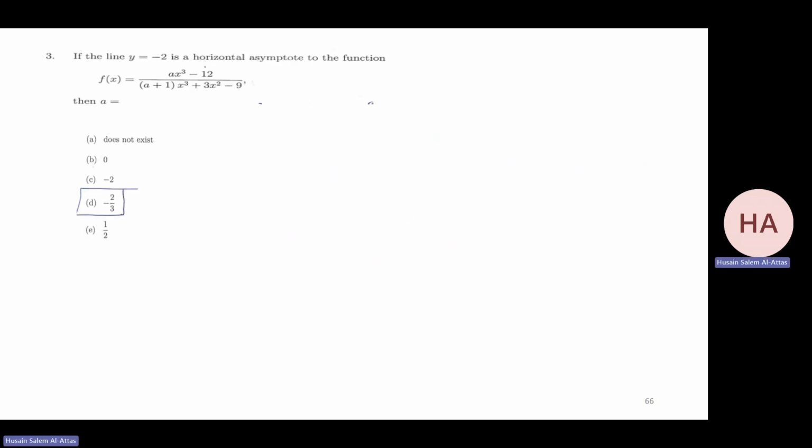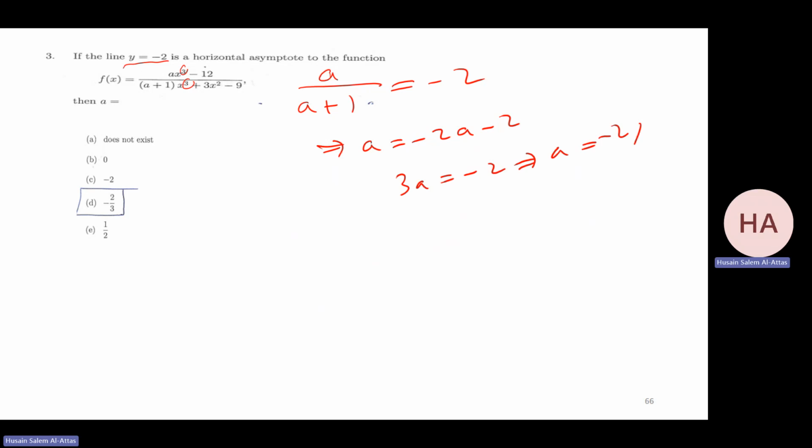So y equals minus 2 is a horizontal asymptote. Find a. It means the same degree. So I have a over a plus 1. This is for sure the same degree, cubed. So the horizontal asymptote a over a plus 1 equals minus 2. Do the calculation: a equals minus 2a minus 2. So 3a equals minus 2, which means a equals minus 2 over 3, which is this.